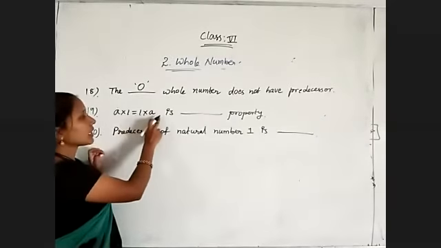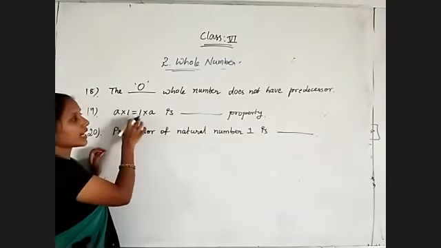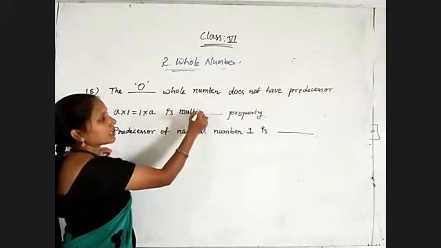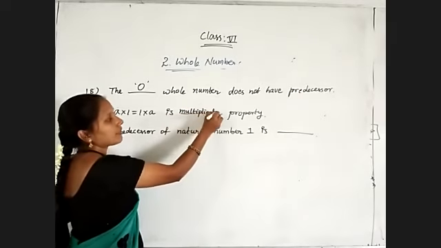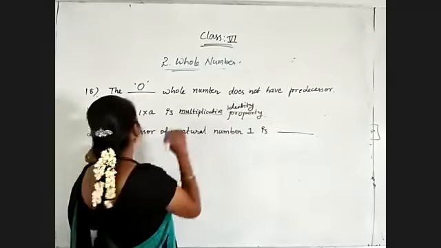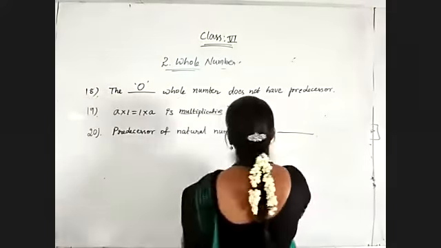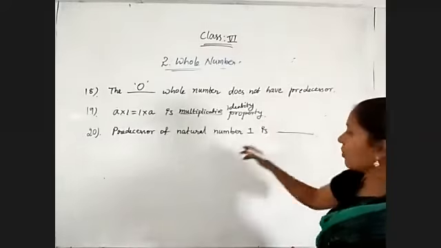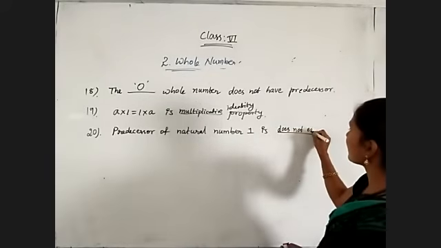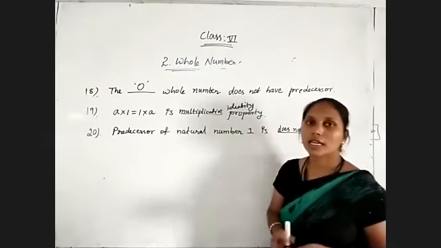And A into 1 is equal to 1 into A. We have the multiplicative identity property. Multiplicative identity. And the predecessor of natural number 1 is, before 1, is there a predecessor? No. So it does not exist. So these are the different points related to whole numbers.